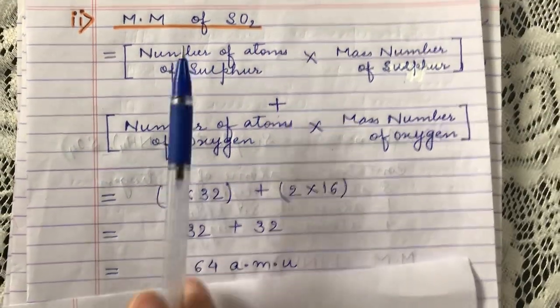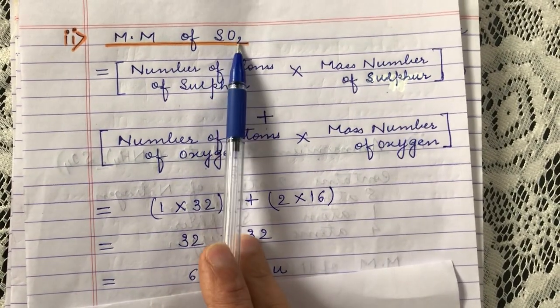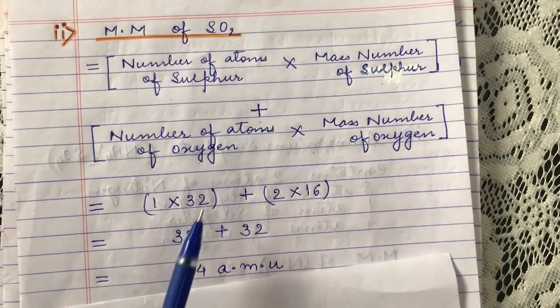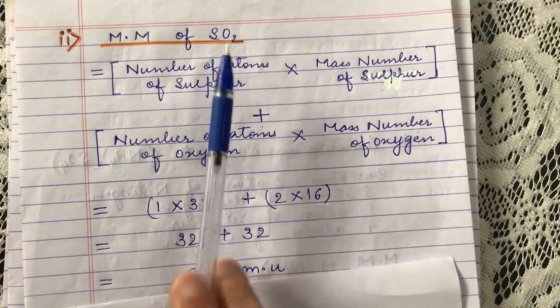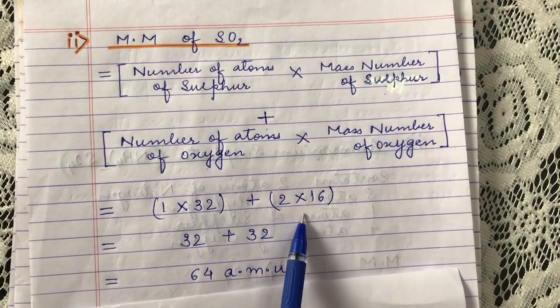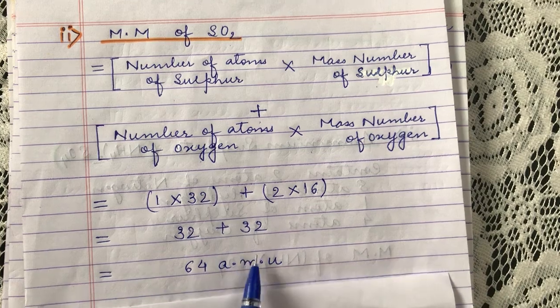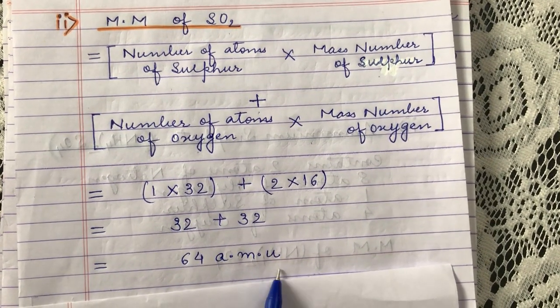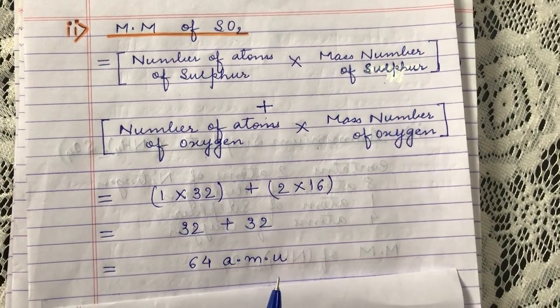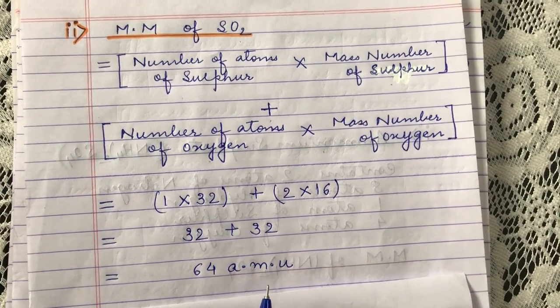So 1 multiplied by the mass of sulfur, which is 32. We multiply with 32, plus the number of atoms of oxygen in the molecule, which are 2. So we write 2 multiplied by the mass of oxygen, which is 16. So 1 into 32 plus 2 into 16, the answer comes out to be 32 plus 32, which is equal to 64 AMU, atomic mass unit. So I hope you all have understood how to calculate molecular masses of simple molecules.